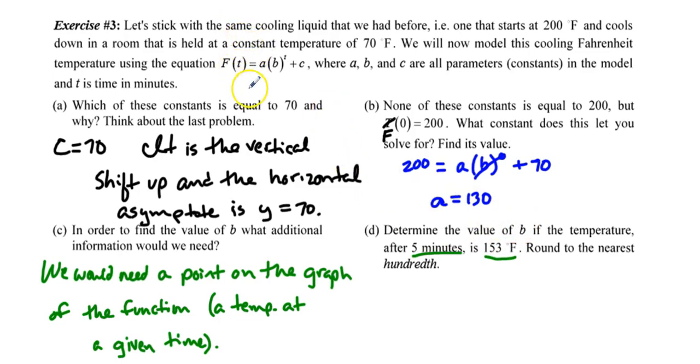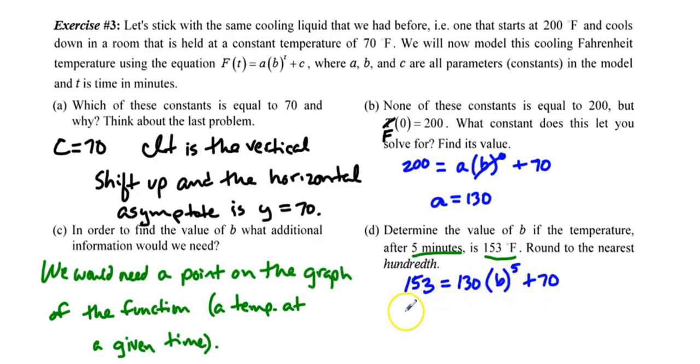Okay, so we know lots of these pieces. So we know the temperature, 153, of the liquid is equal to A, we already know is 130. B is unknown, but we know it's being raised to the 5th power because every minute we decrease the temperature, and 5 represents time. And then we have our C value. I'm just substituting in all the knowns into this function. Now we just find out what B is.